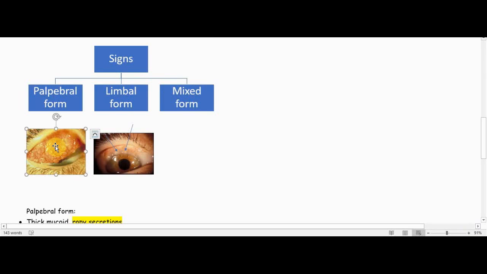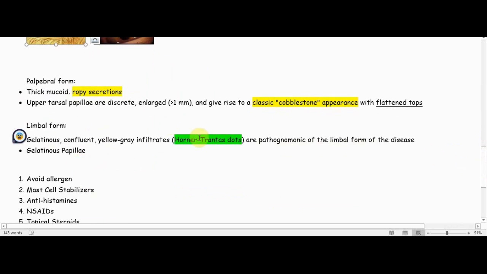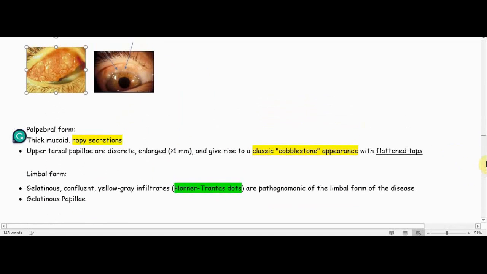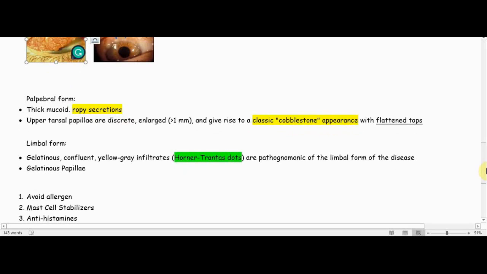We also talked about the characteristic ropey mucoid discharge. Similarly, in the limbal form, the signs and symptoms are present around the limbus, which is the narrow area between the sclera and the cornea. So the presence of white, discrete, superficial spots on the limbus, known as Horner-Trantas spots, are pathognomonic for the limbal form, as you can see over here. In addition, gelatinous papillae are present along the limbus, and there's an image in Jatoi which is clearly showing this. There's also the mixed form.